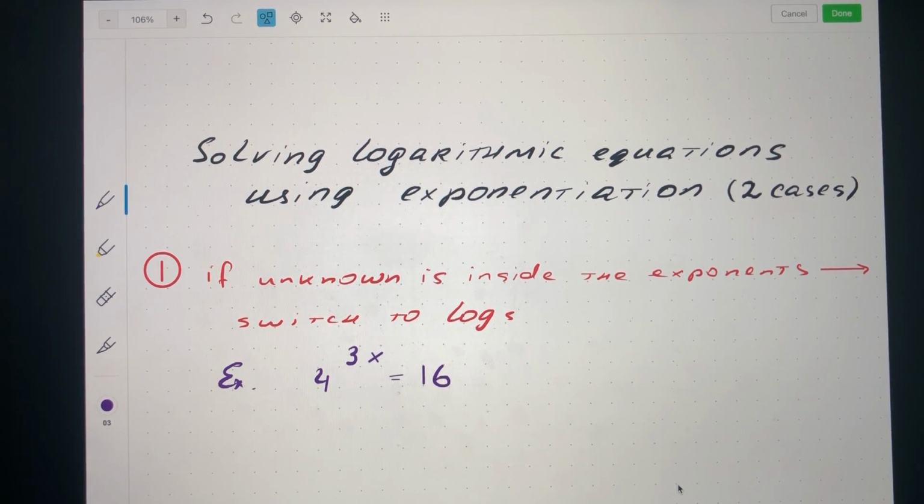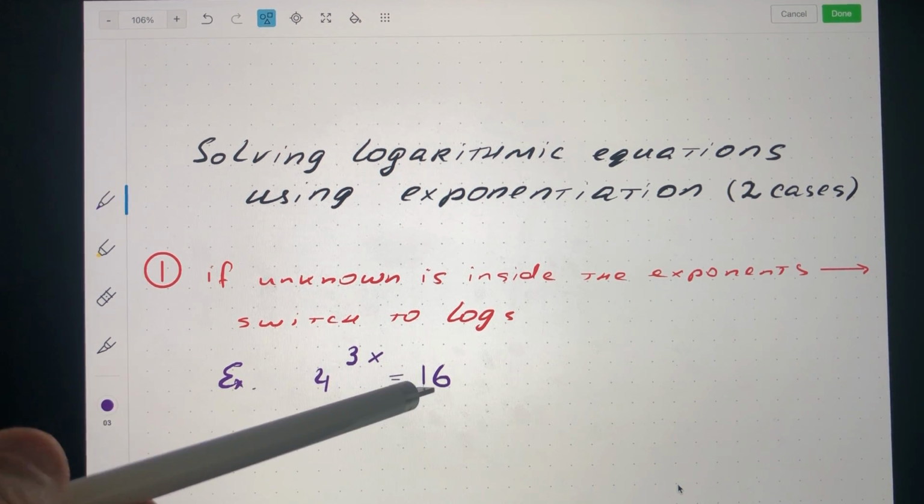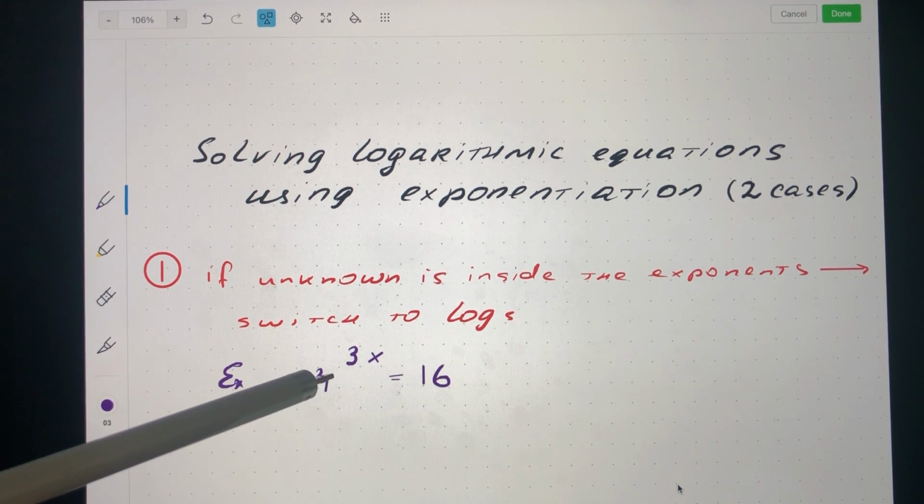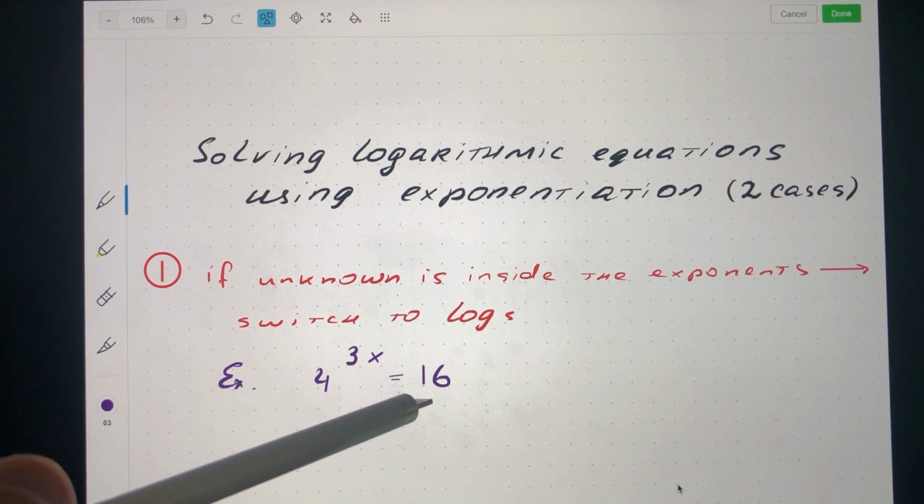Hello, in this video let's look at a different way of solving logarithmic equations. Before, in a different video, we looked at 4 possibilities. Now let's look at a 2 possibility case. The first possibility is we have an exponential function, and the only way to solve an exponential function is to undo the exponents, and that means using logarithms.